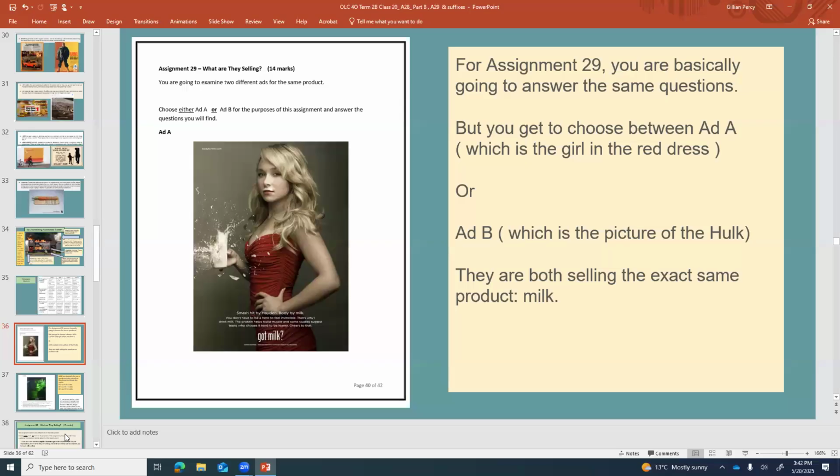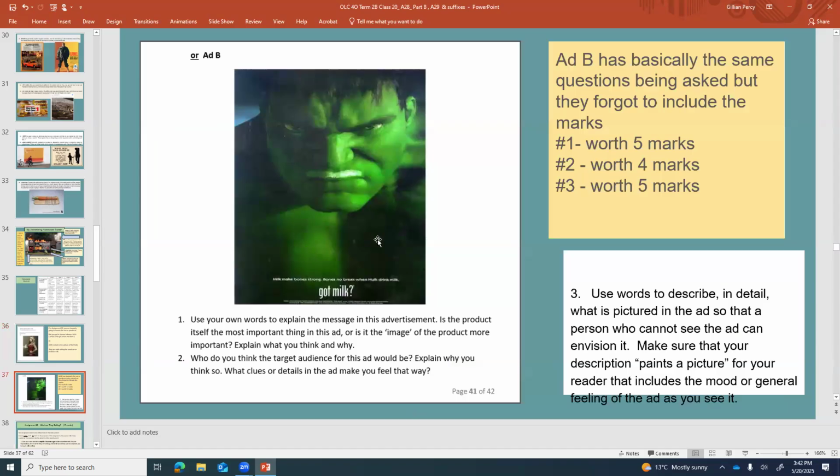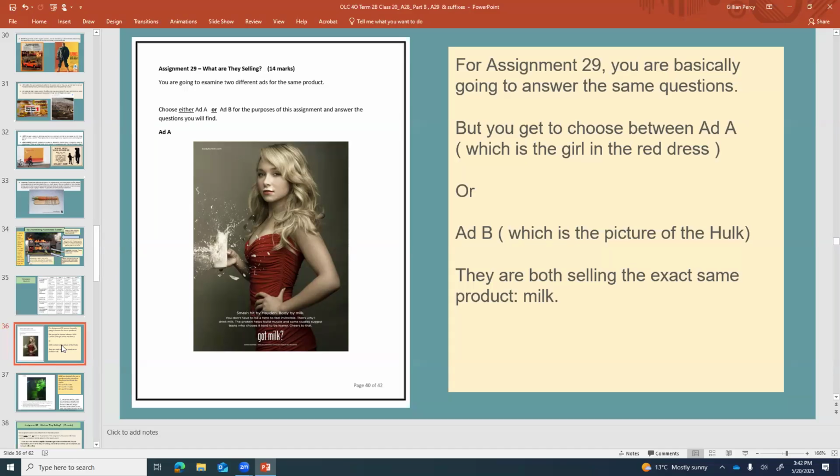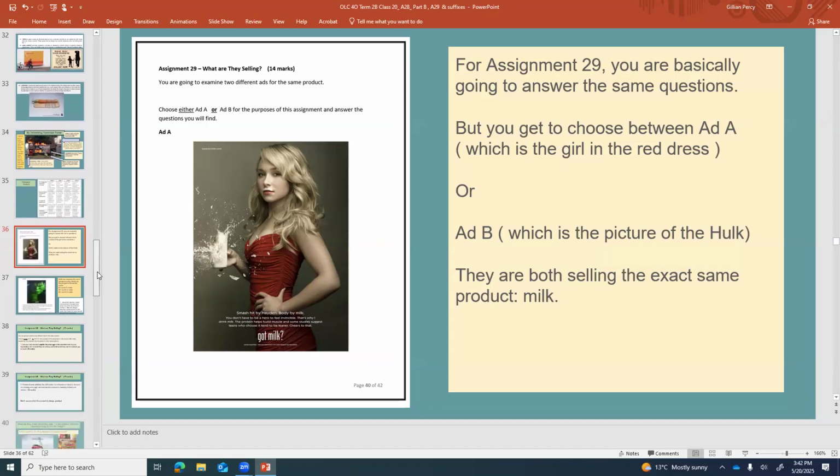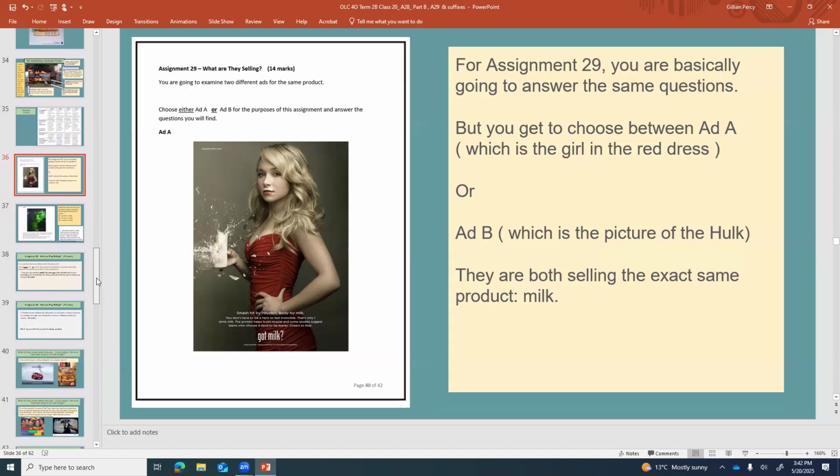Assignment 29 is, what are they selling? There's two different ads you can choose. Ad A is the milk ad that we looked at a little bit already. Ad B is the same milk ad, but with the Hulk, okay? The questions are exactly the same, so it doesn't matter to me which one you pick. Don't do both of them because it doesn't really change anything. They're both selling milk. They're both part of the Got Milk ad campaign, okay?